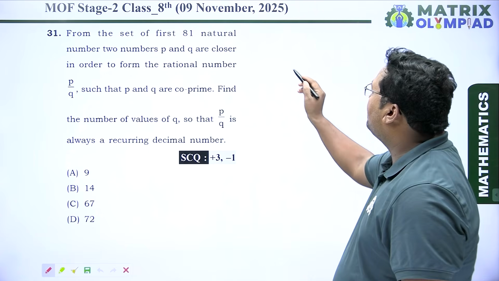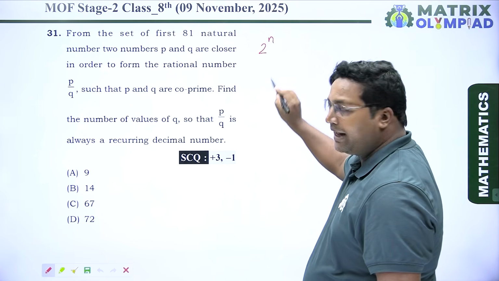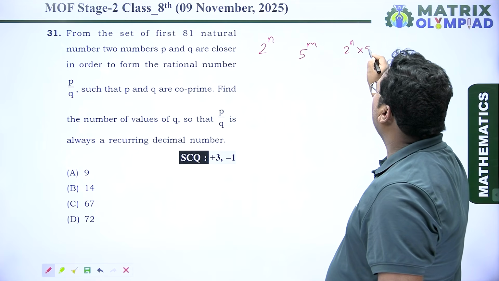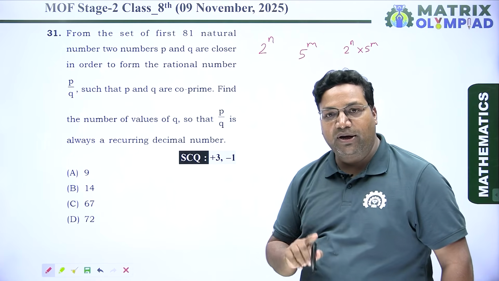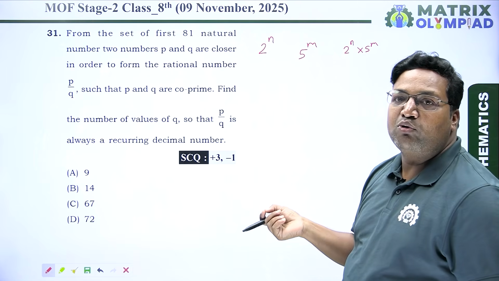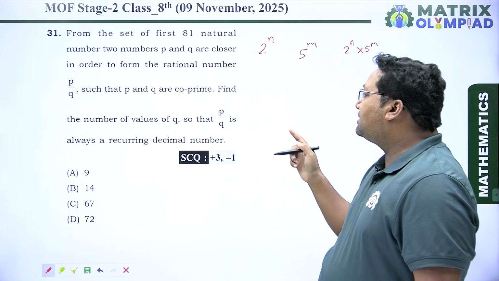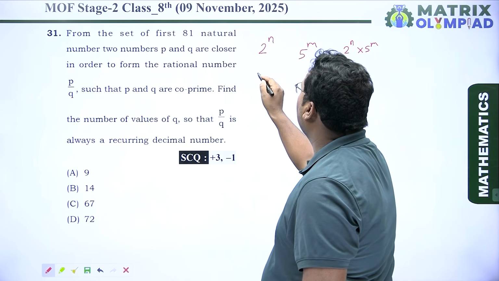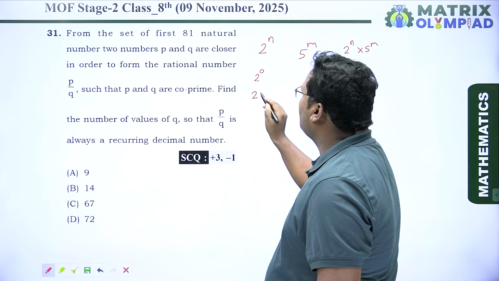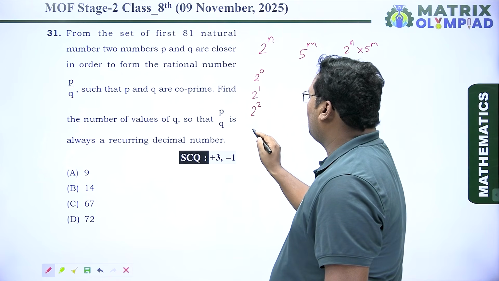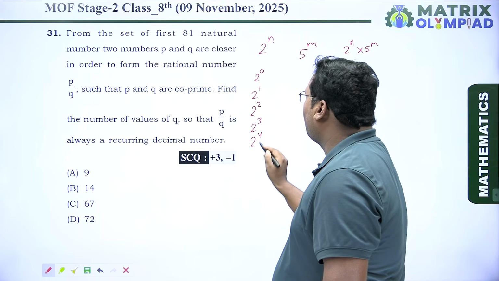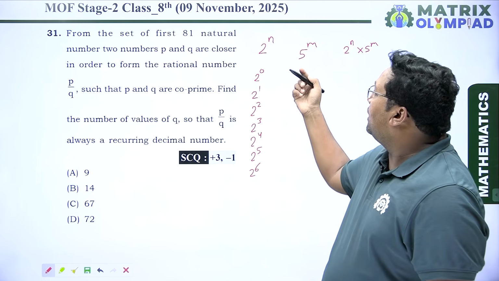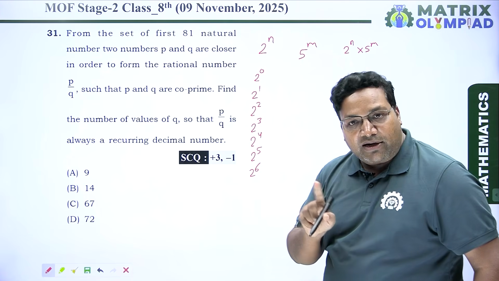So when the value of q is in the form of 2 to the power n or 5 to the power m or 2 to the power n into 5 to the power m, the number is terminating number. So first of all, we have to find out the number of values of q for which this number is a terminating number. So when the value of 2 to the power 0, 2 to the power 1, 2 to the power 2, 2 to the power 3, 2 to the power 4, 2 to the power 5, 2 to the power 6, when the value of q is these values, then the number is terminating number.